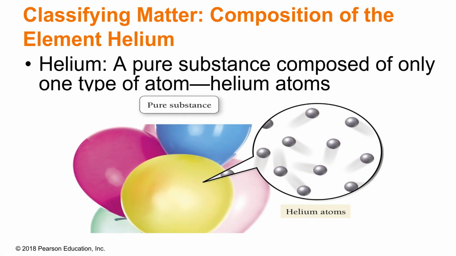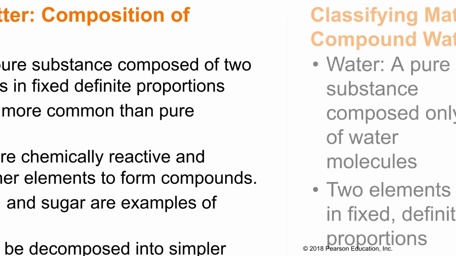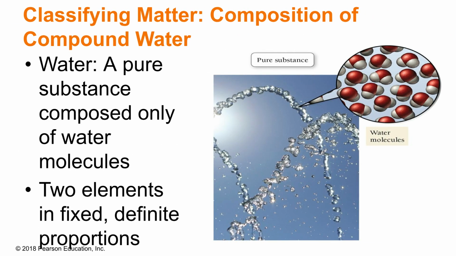Helium is an example of a pure element, composed only of helium atoms. This image shows a balloon filled with helium. A compound is a pure substance composed of two or more elements in fixed, definite proportions. Compounds are more common than pure elements and can be decomposed into simpler substances. Water is a compound, composed only of water molecules with two elements in fixed, definite proportions.